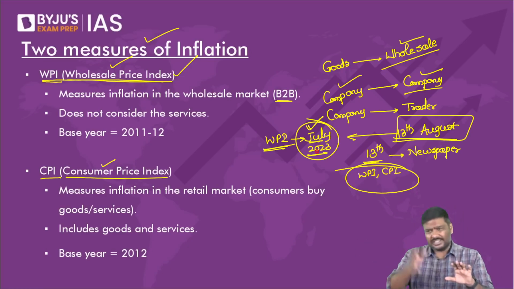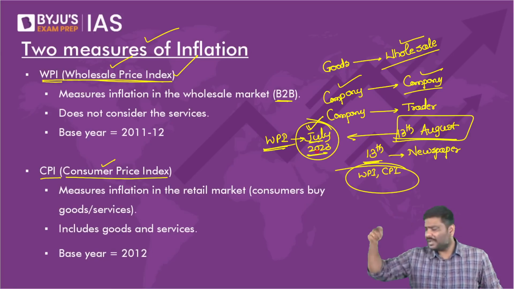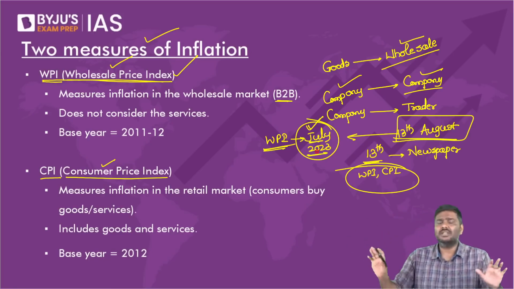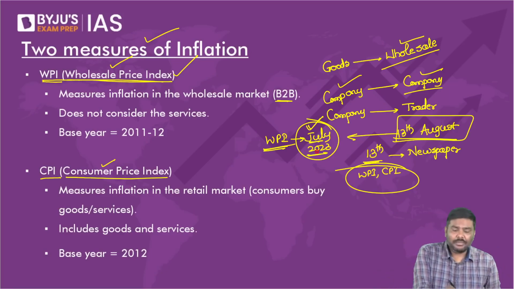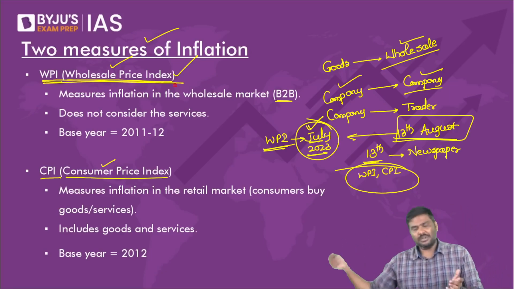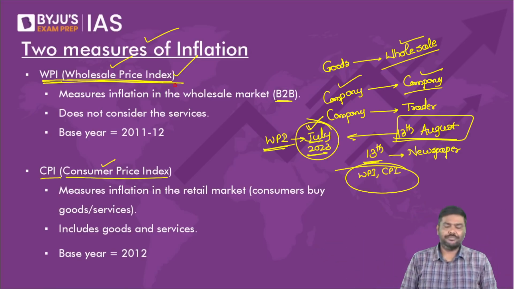Every month, on the 13th, they will publish both WPI as well as CPI. That is fixed. Please observe, don't memorize numbers. Numbers are not important. That is basically the meaning of the statement. For every month the data is published, and for the full financial year also, the data will be published.